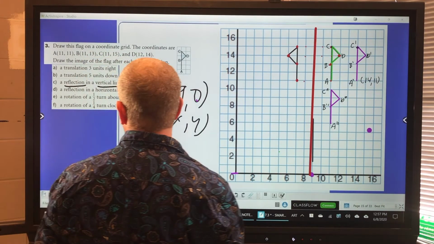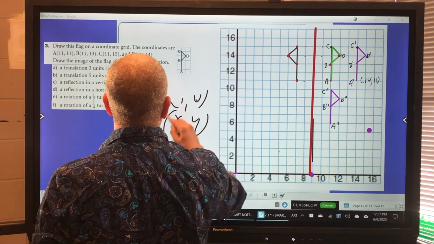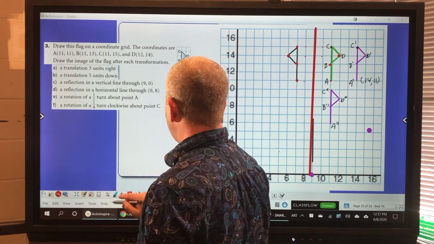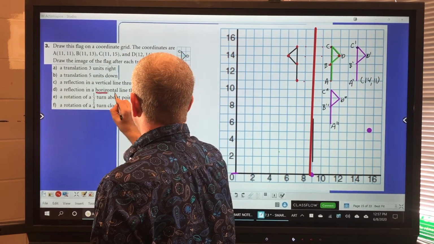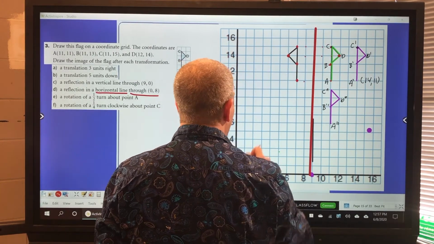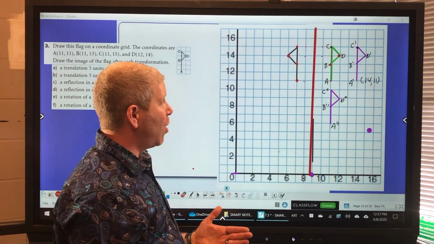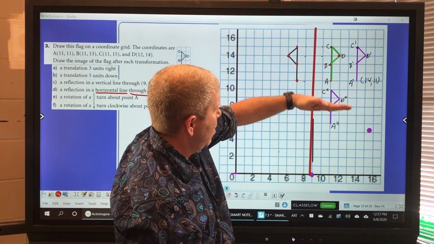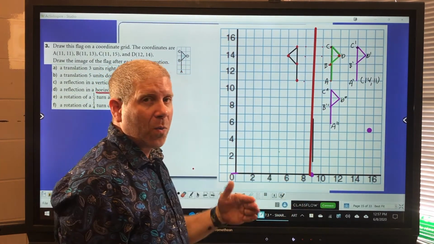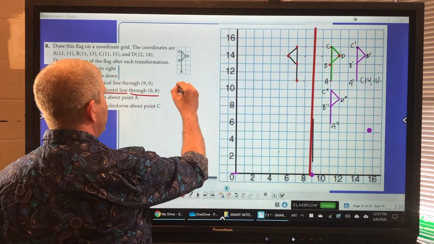Let's go on to D. So now we're doing, in D, a reflection in a horizontal line. So it's not vertical, it's a horizontal line through the point 0, 8. So we know our line is going to go this way. We just don't know where it's going to go. Is our line going to go here, or here, or here, or here? Well, we look at the point 0, 8. And again, very important part here.